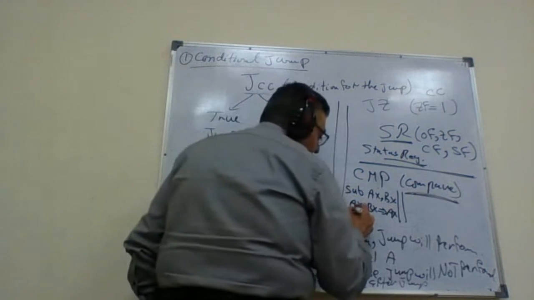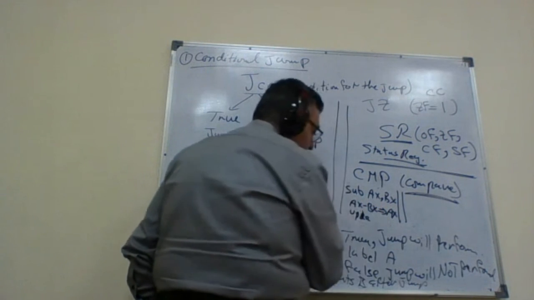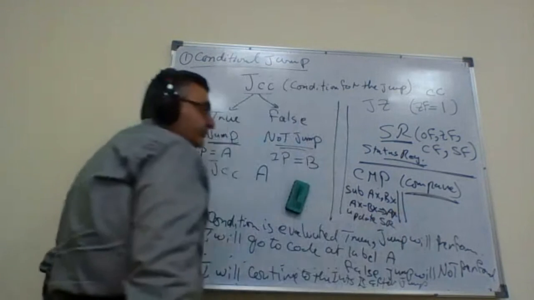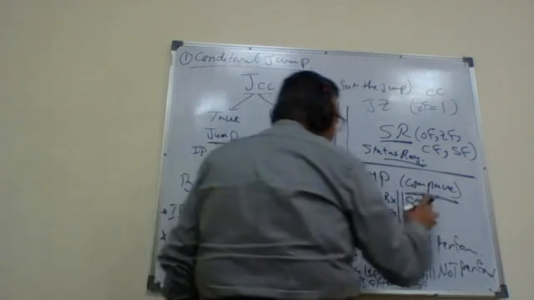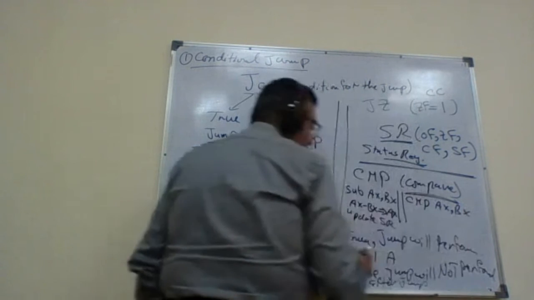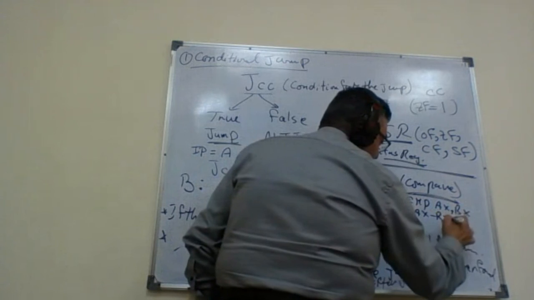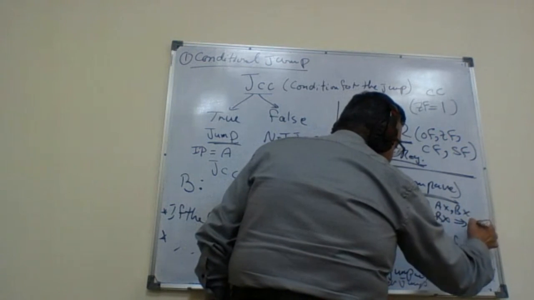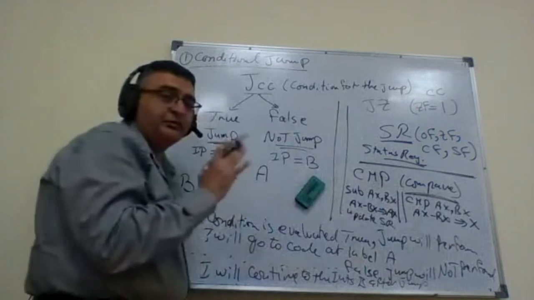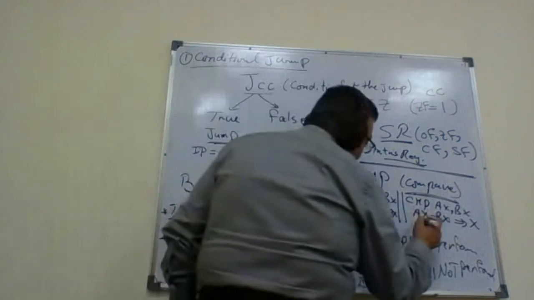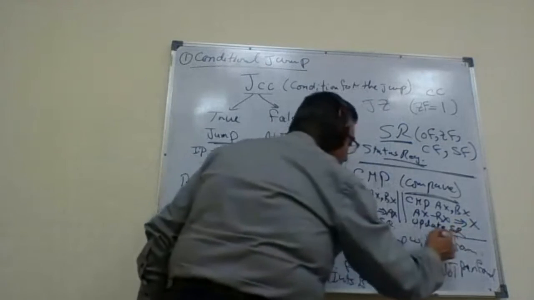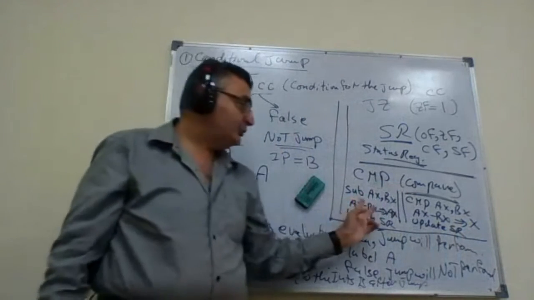And it will also update the status register. While if I use the compare CMP instruction, CMP AX, BX will subtract AX minus BX and will not put the result anywhere. It will simply throw the result in the garbage. So AX will not be modified by the compare instruction, but it will help me update the status register. Both the compare instruction and the subtract instruction are doing subtraction.